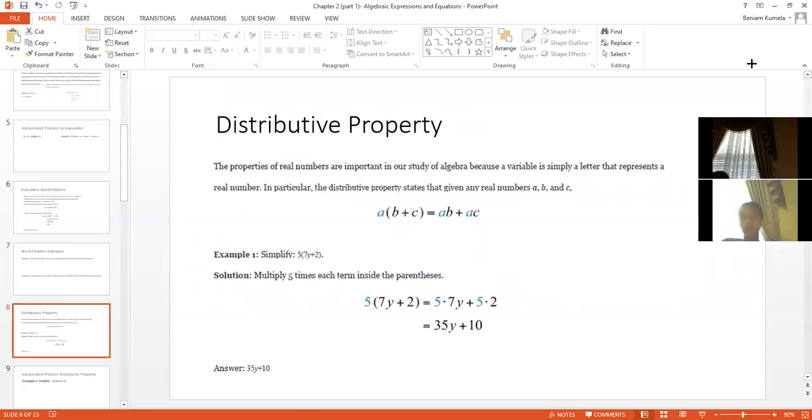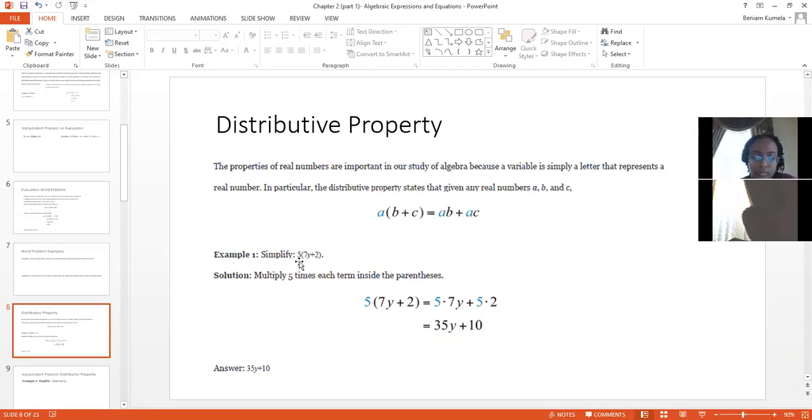Distributive property. The properties of real numbers are important. In particular, the distributive property states that for any real numbers a, b, and c, a times the parentheses b plus c equals ab plus ac. So what they did was multiply a times b, and the addition symbol, then a times c. So inner and outer.